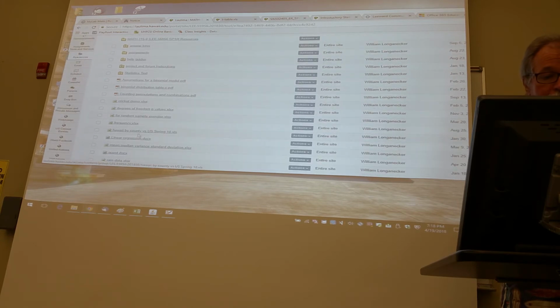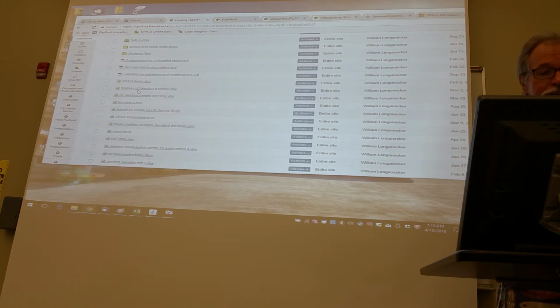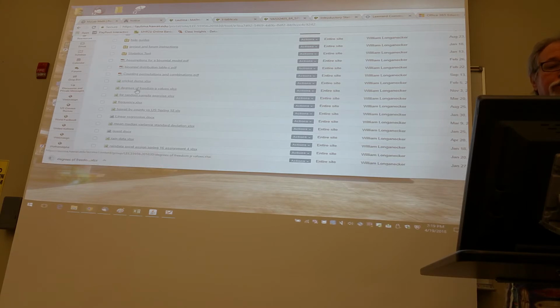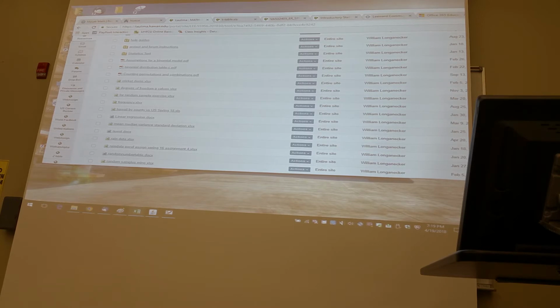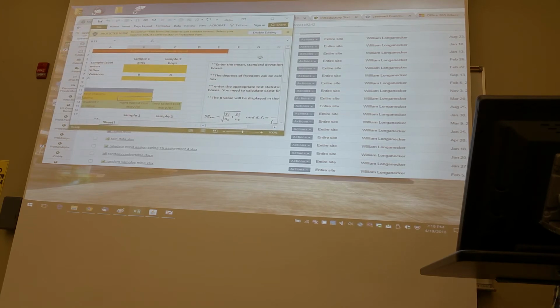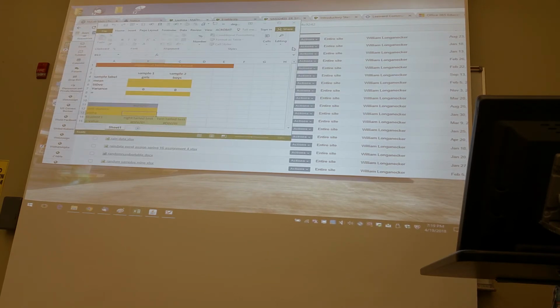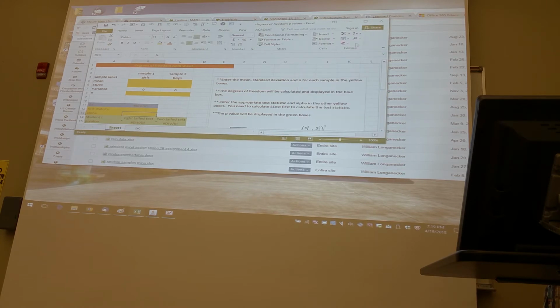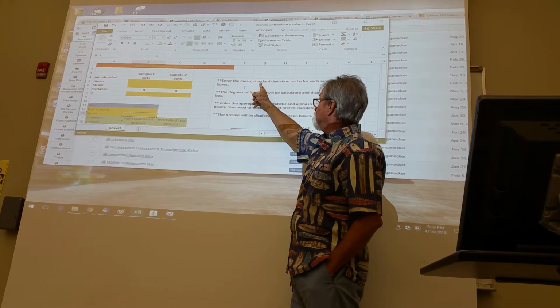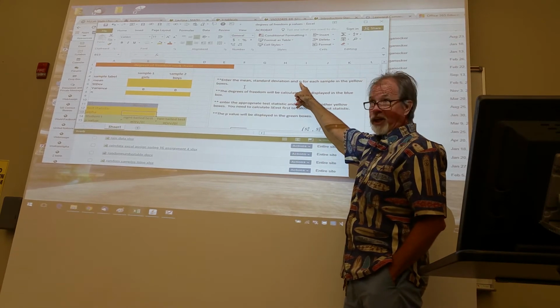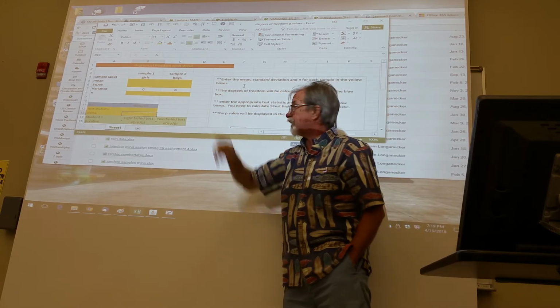So I got a file here, where is it? Degrees of freedom and p-values, and you open that. I now have that file over here. And this is kind of a nice little tool because it says, enter the mean, standard deviation, and the N for each sample in the yellow boxes.